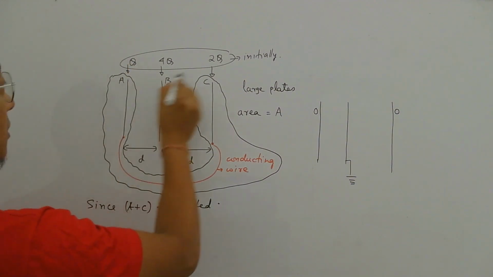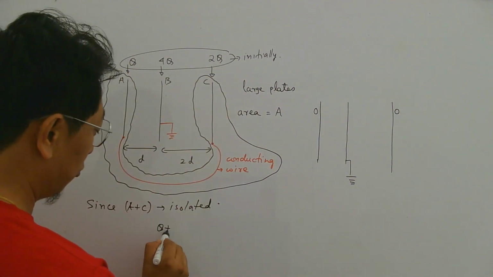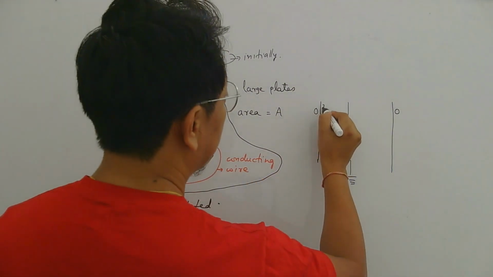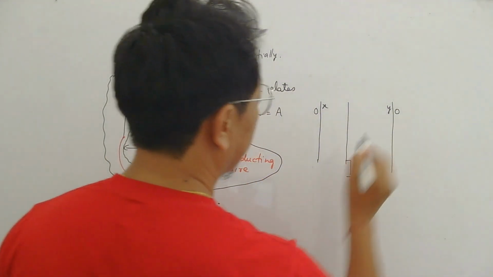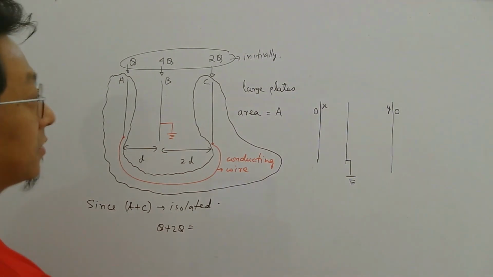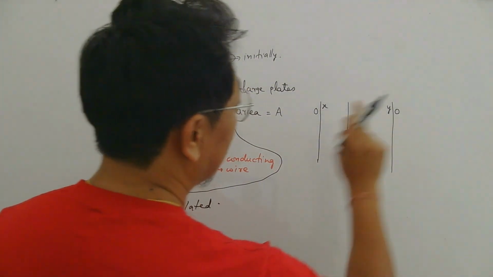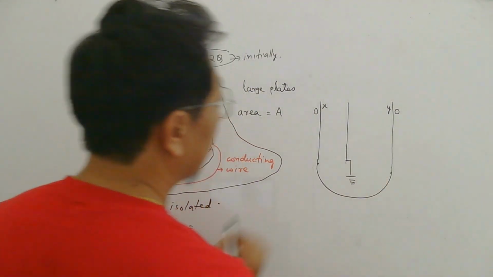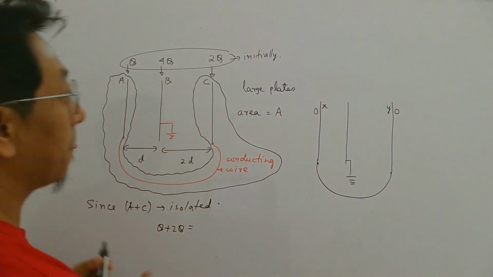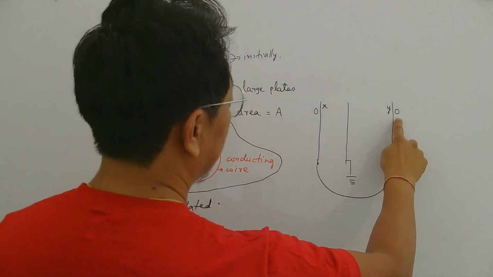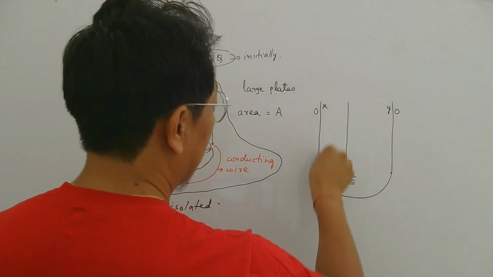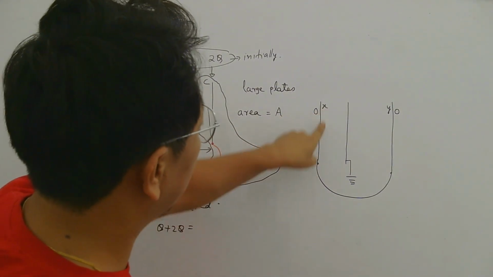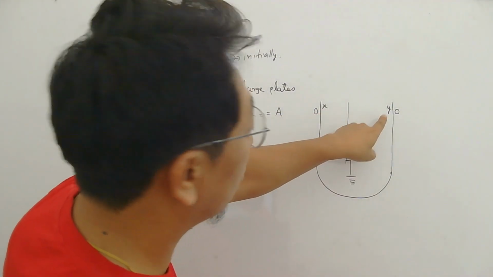Now what was the total charge of the two plates? Initially Q plus 2Q. Now let us assume here charge is X and here charge is Y. Okay. So as I told you, here and here charge is 0. That is always true, remember, because one of the plates is grounded. So here charge is 0, here charge is 0, and here we don't know the charge and here we don't know the charge. So let me assume charge on this side is X, charge on this side is Y.